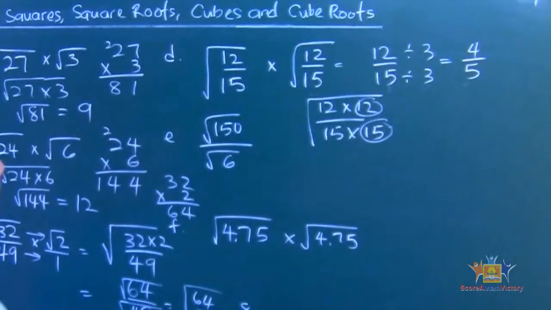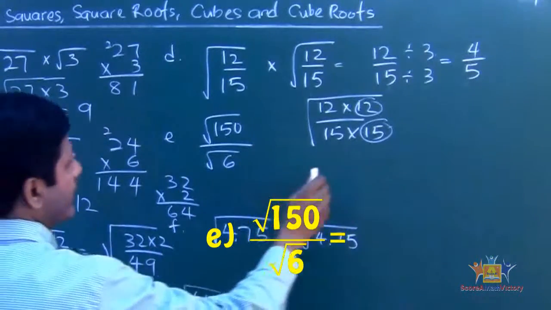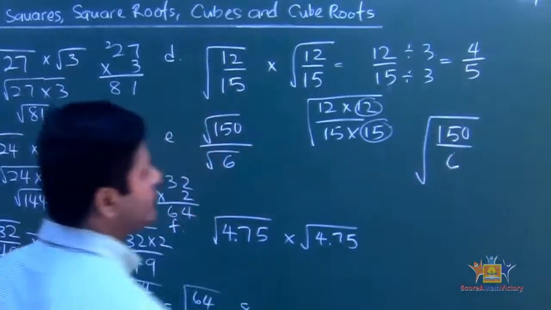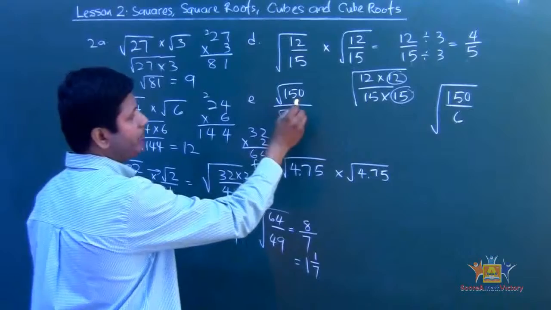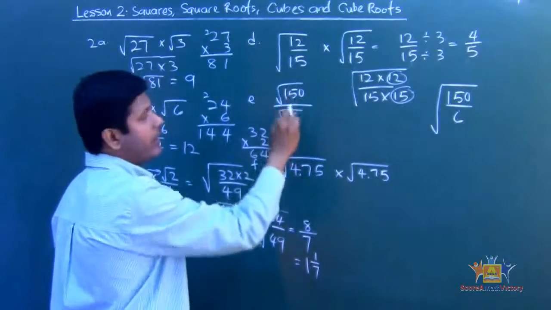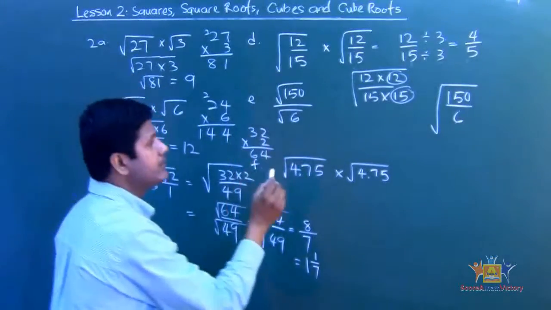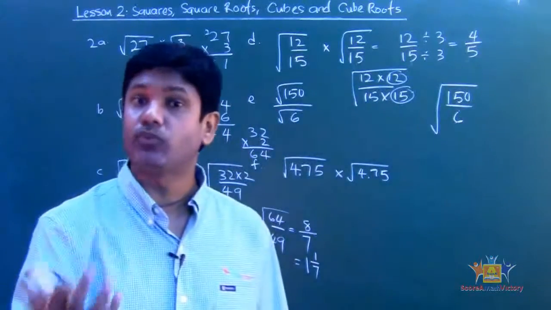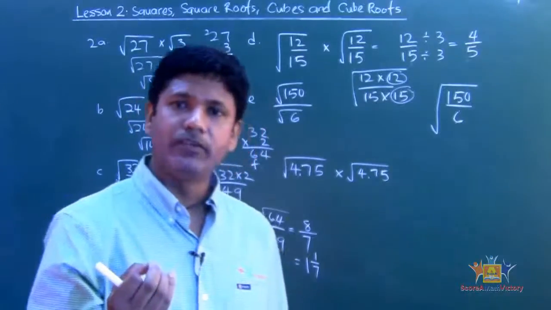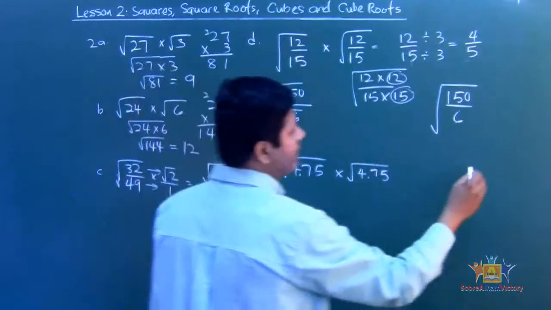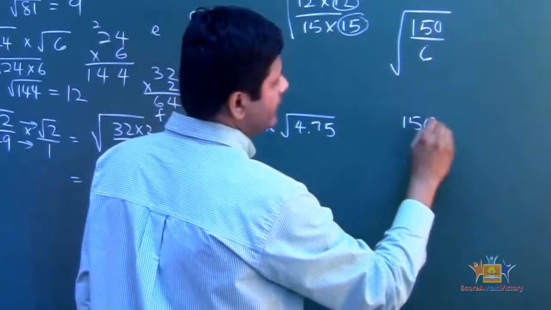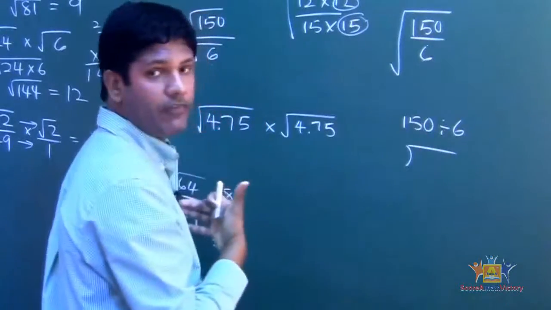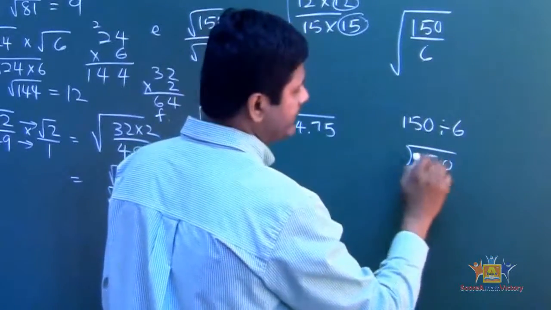Alright? What about this one? This one I can write down as 150 over 6. Because this is not a perfect square, I cannot find it. That means, here's a hint: if I do like this and divide inside, maybe I might get a perfect square. So 150 divided by 6. We're going to use the long division method, the cage approach. 150 goes inside the cage.